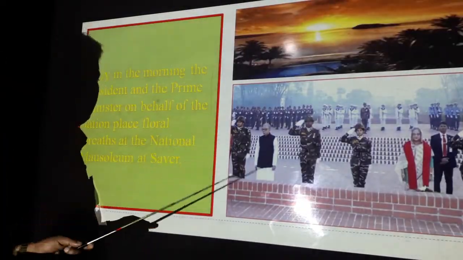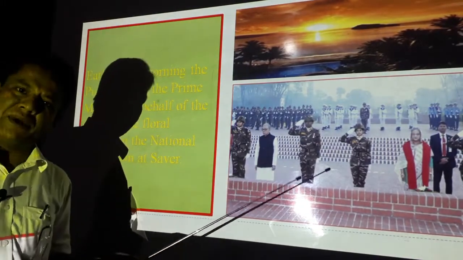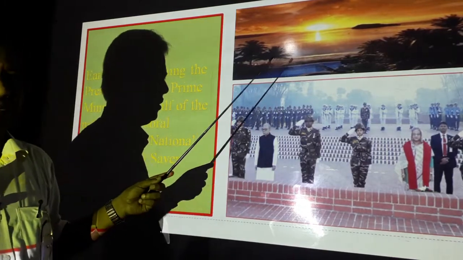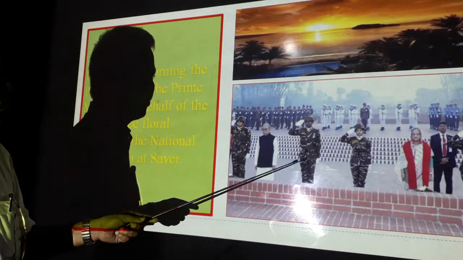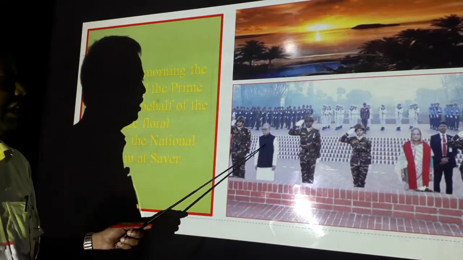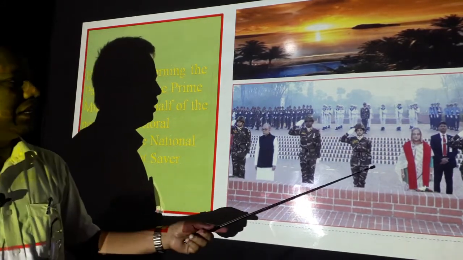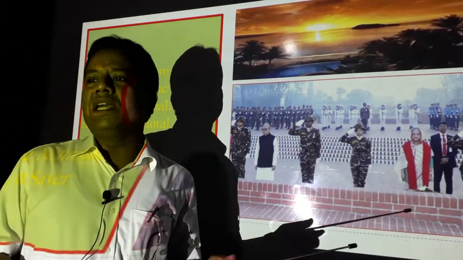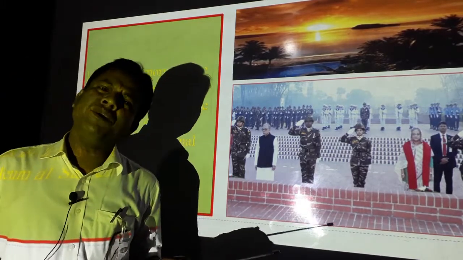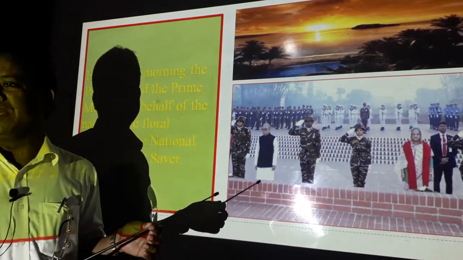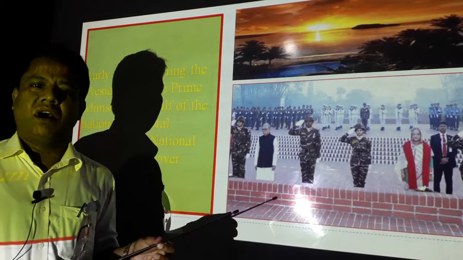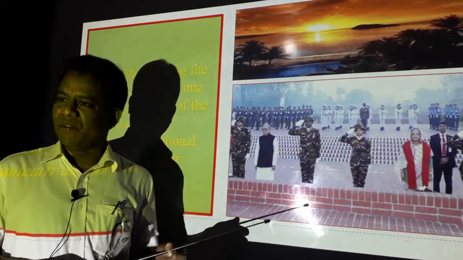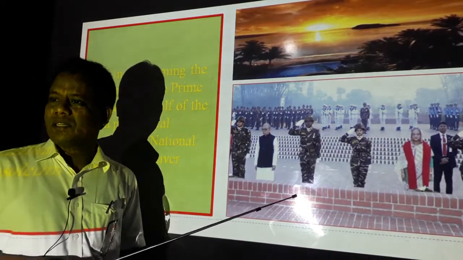Let us go. We see the next picture and discuss it, my dear students. If we look at the first picture, we see this is a morning picture, early in the morning. And in the second picture, we see Honorable President Abdul Hamid, and this is the picture of Prime Minister Sheikh Hasina. When we read the topic very carefully, my dear students, all of you know that the Honorable President and the Honorable Prime Minister of Bangladesh, on behalf of the Bangladeshi people or nation, place floral wreaths at the National Memorial at Savar.